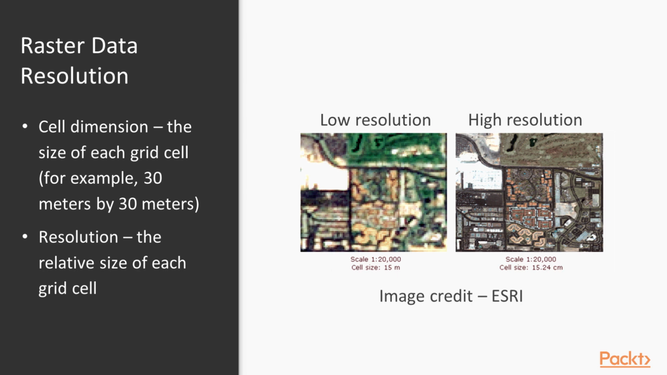For example, in the images on the screen, you see the same area represented as a low-resolution raster with a cell dimension of 15 meters, and a high-resolution raster with a cell dimension of about 15 centimeters. Now, the image on the left is much more difficult to make out, say, individual houses, but also the dataset will be much smaller. And so if you don't need that level of precision, you might be interested in a lower resolution dataset, which will be faster to work with. If you do need, say, house-level precision, the high-resolution raster will be the way to go.